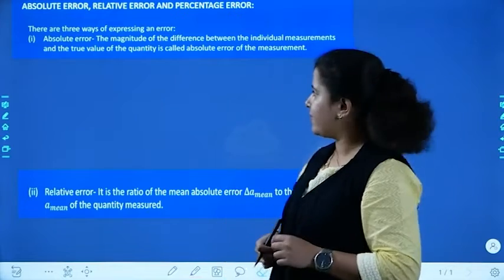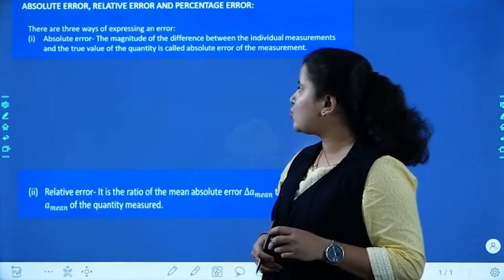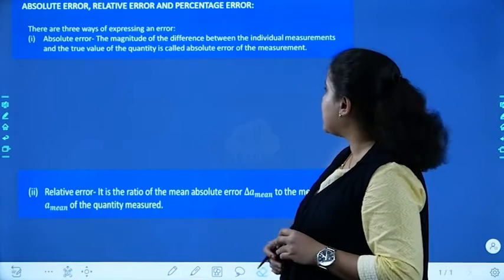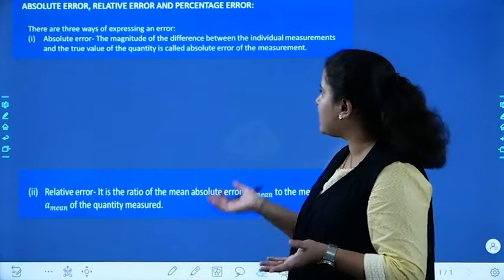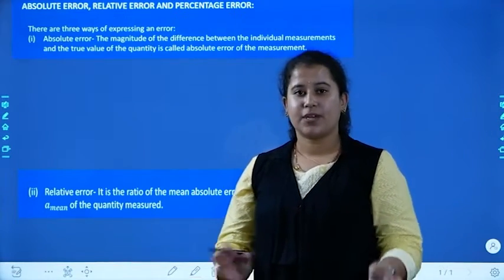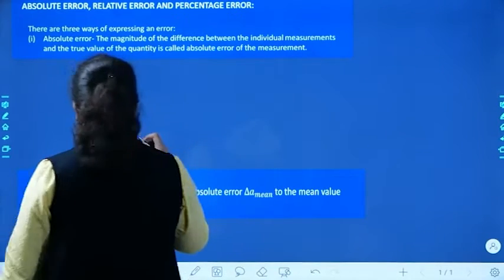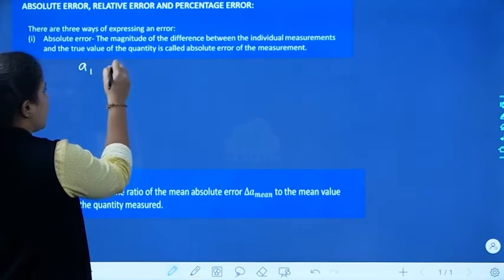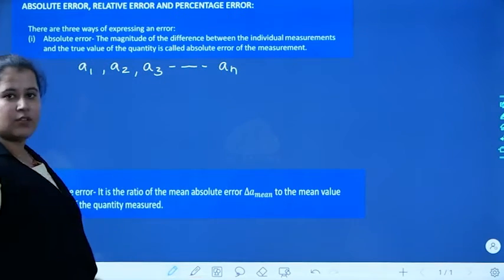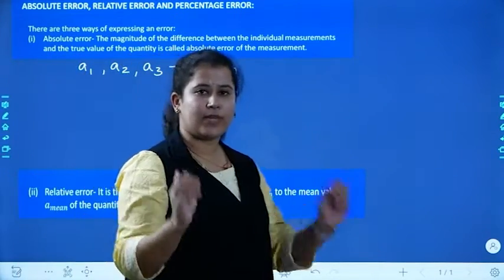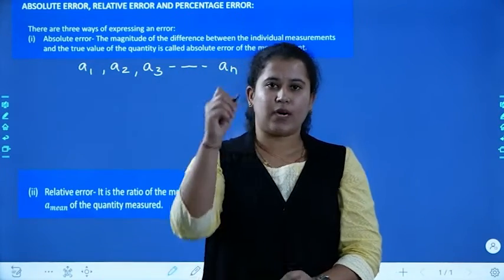So what is the absolute error? The magnitude of the difference between the individual measurements and the true value of the quantity is called the absolute error of the measurement. So it is nothing but the magnitude of difference between the measured quantity and the true value. For example, if I have the observations as A1, A2, A3, and so on till AN. Say I'm doing one experiment, and the observations I get are A1, A2, A3, A4, A5, like 1, 2, 3, 4, 5.